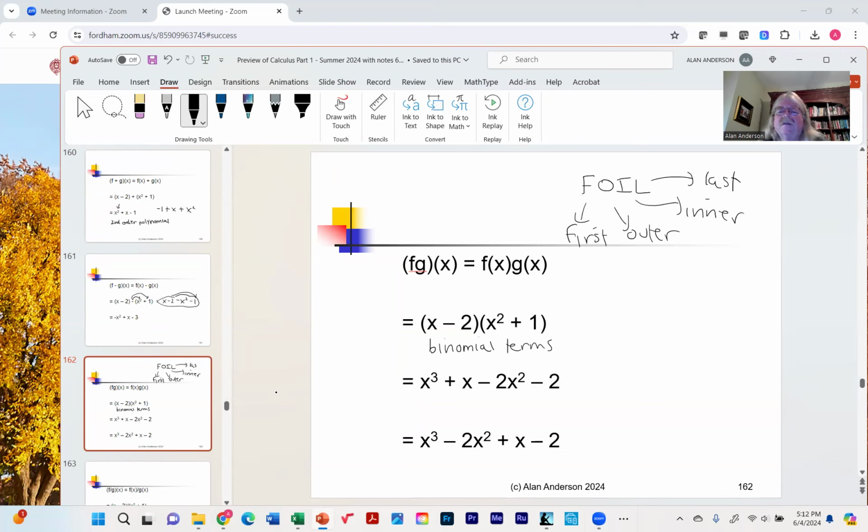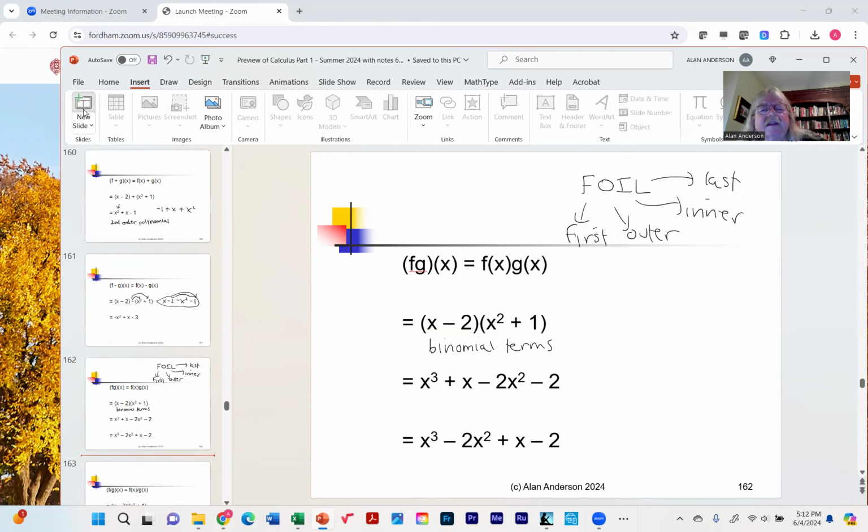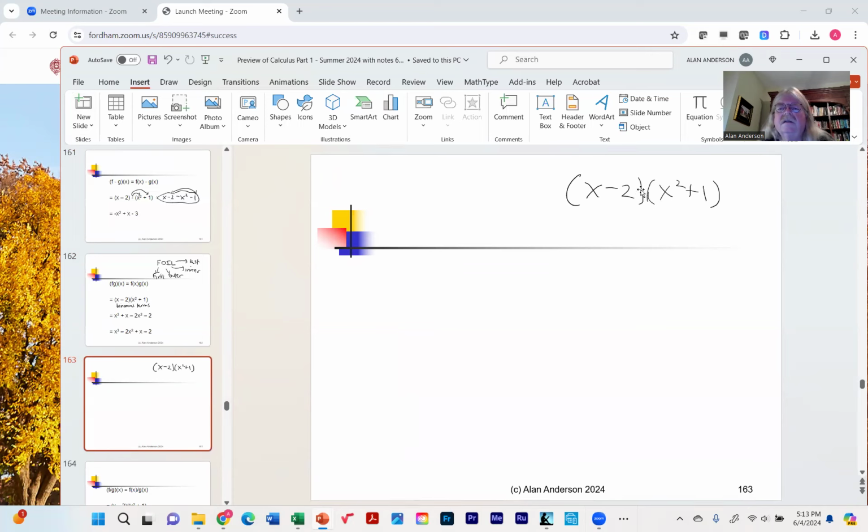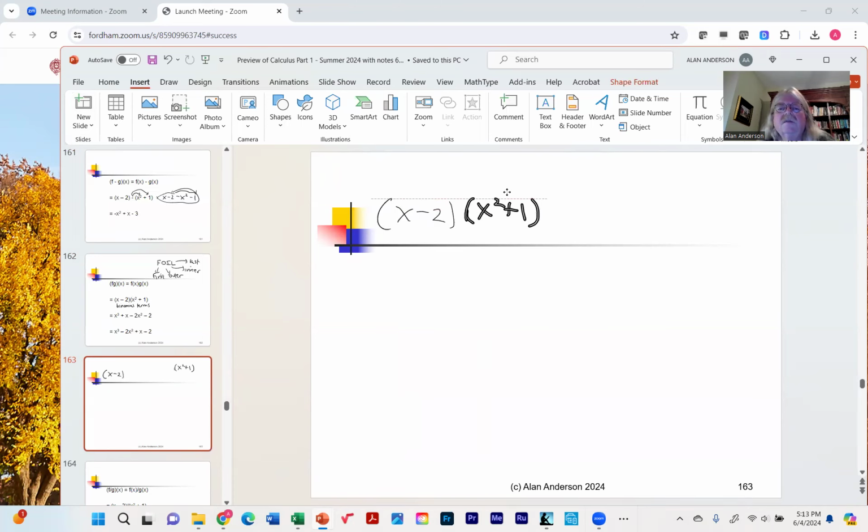Oh, nobody forgets FOIL. Okay, so now it doesn't show here. So I'm going to do this in the next slide, just to remind you how FOIL works. It can be a very helpful technique, but unfortunately it's restricted, like I said, to the product of two binomial terms. All right, actually, let's move these over here.